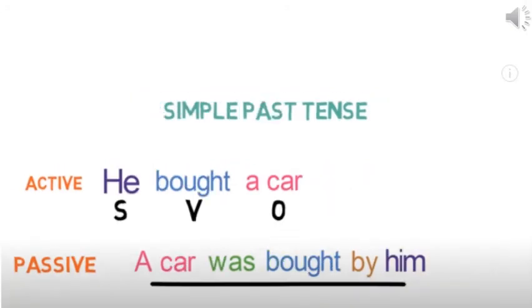Let's see the example of simple past tense. Here the active sentence is, he bought a car. For the passive sentence, we need to identify the subject, verb and object. Here he is the subject, bought is the verb and car is the object. Now let's swap the position of object and subject. So a car will come at first place and him at the last. Next, adding the suitable helping verb, it will be was. And lastly, we need to add the preposition by to complete the sentence. So the passive sentence is, a car was bought by him.